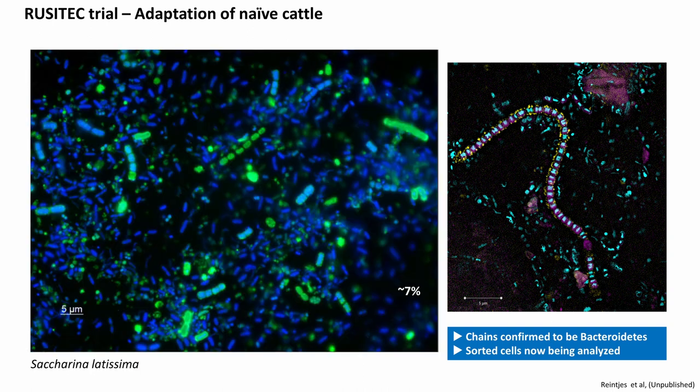And it's reproducible. So this is a different seaweed from a different project, Saccharina latissima, also from the Salish Sea. And what we're looking at here in blue is the bacterial cells. In green, this is our fluorescent sugar kelp. Okay, so this is a reproducible phenomenon, completely different sugars. And again, we're having rumen microbes adapt and consume it.